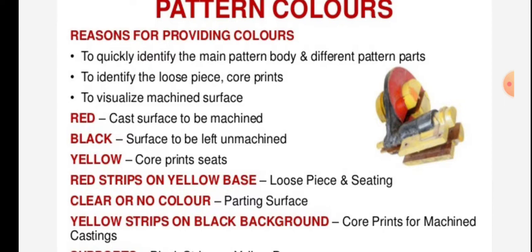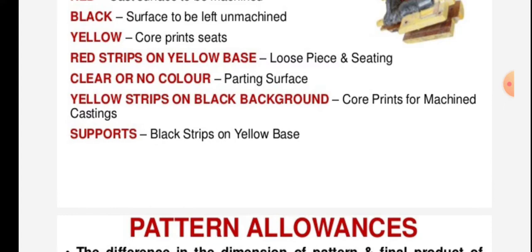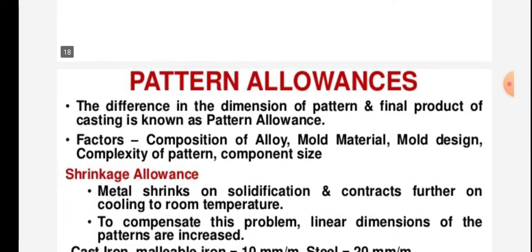piece, core points, prints, core prints, to visualize machined surface. Raised machined surface: red. Cast surface to be machined: black. Surface to be lipped, unmachined: yellow. Core print seats: red strips on yellow base. Loose piece and seating: clear or non-colored. Parting surface: yellow strips on black background. Core prints for machine casting supports: black strips on yellow base.